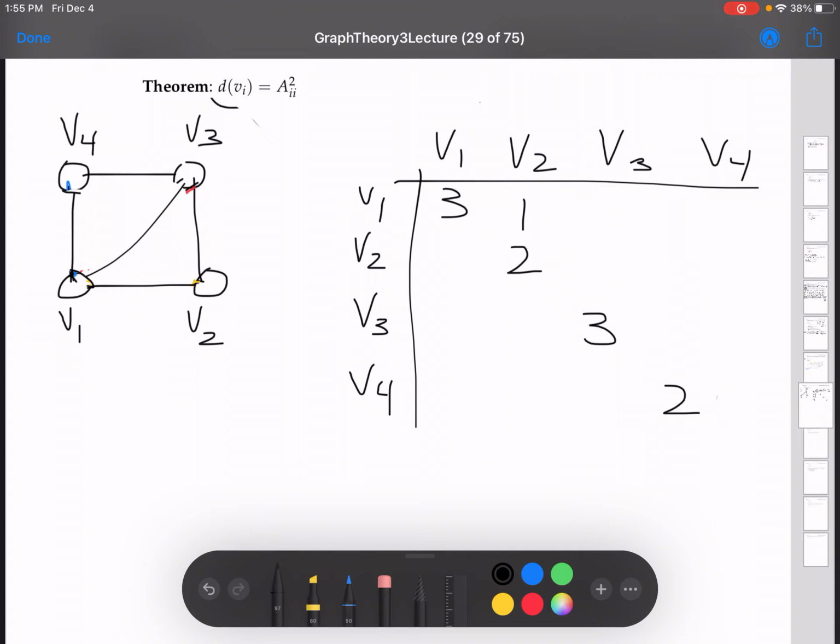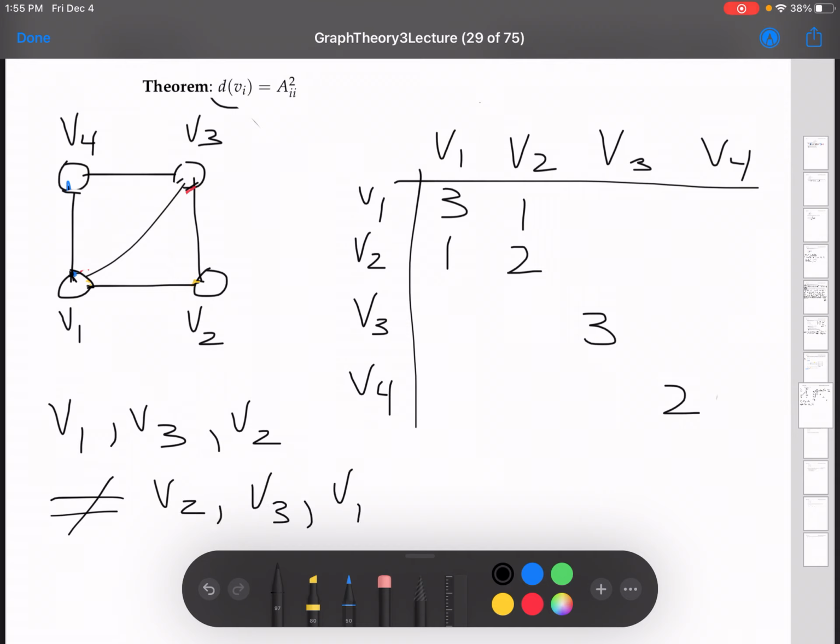Now V1, V2 is a 1, and because of symmetry, V2, V1 is going to be a 1 as well. The number of two-edge walks from V1 to V2 is the same as the number of two-edge walks from V2 to V1. Technically, they're not exactly the same. This walk, V1, V3, V2, is not the same walk as V2, V3, V1, because they're different sequences with different order. But counting one of them counts the other.